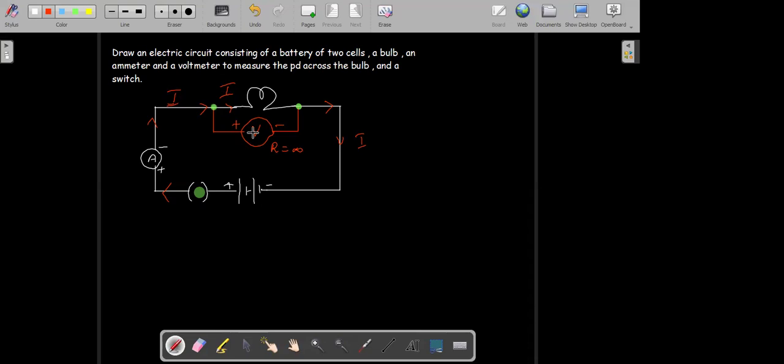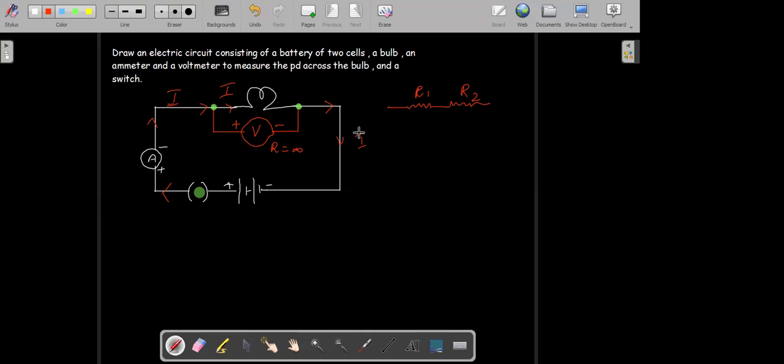Got it? Yes, sir. Does the voltmeter always have to be parallel to the bulb? The voltmeter will be connected between the 2 points over which you want to measure the potential difference. It can be something like this also. Suppose you have two devices represented by the two resistances, R1 and R2. R1 and R2 can be any resistances. It can be a bulb, a fan, an AC, anything.